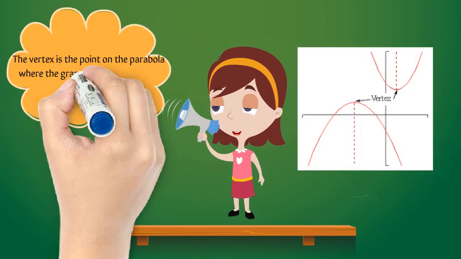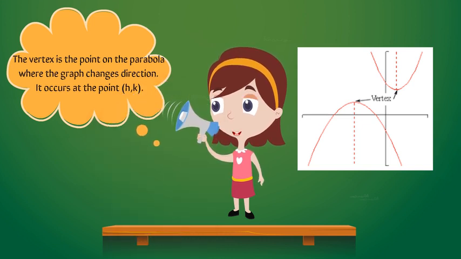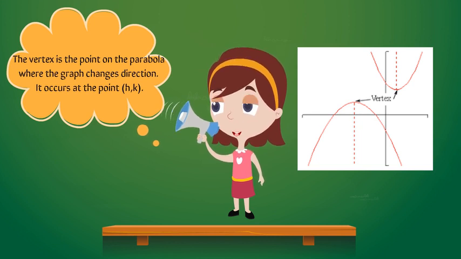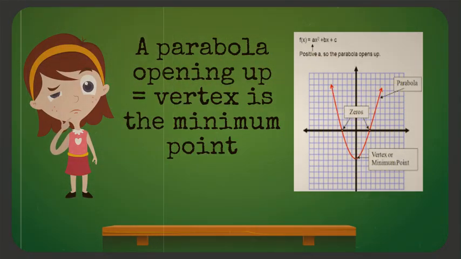The vertex is the point on the parabola where the graph changes direction. The change in direction occurs at the point (h, k). If the quadratic equation has a positive a, that means the parabola opens up in a U shape. When a parabola opens up, the vertex is the minimum point of the graph.